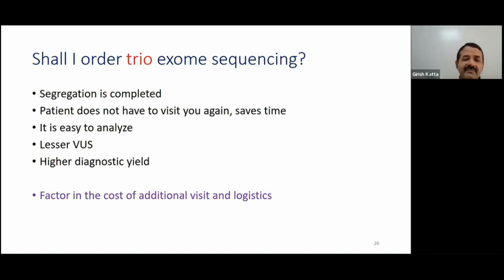If I am running the lab, which I do, then I would prefer trio exome sequencing whenever possible, because variant prioritization becomes very easy. You get a lesser number of candidate variants, and you get a lesser number of variants of unknown significance, which I'll be discussing further. Trio exome sequencing has approximately 10% higher yield. Okay, please remember the cost of an additional visit, segregation, Sanger sequencing, and coming back again for trio exome sequencing, and other logistic issues, before ordering singleton exome sequencing.